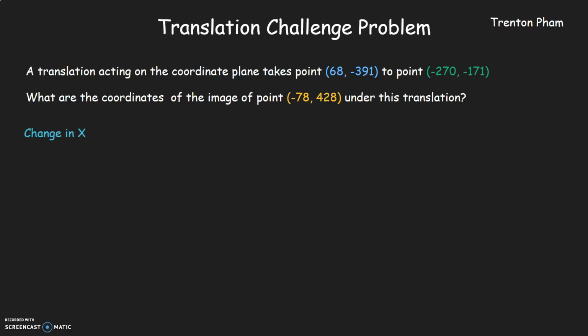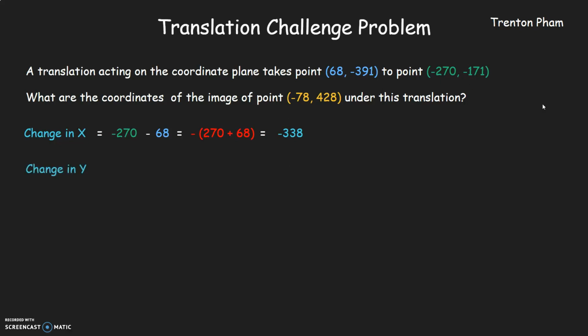In order to find the change in x, we have to take the x coordinate of our ending point, which is -270, and subtract the x coordinate of the starting point, which is 68. -270 minus 68 is the same thing as the negative of 270 plus 68. And this would leave us with -338, which is our change in x between these two points.